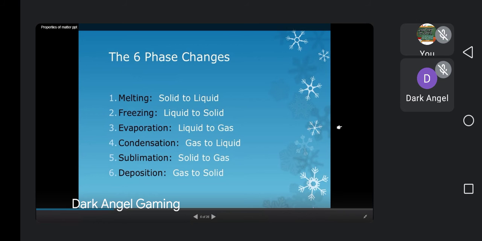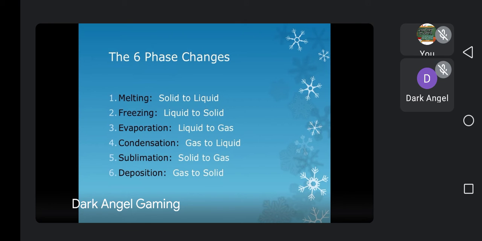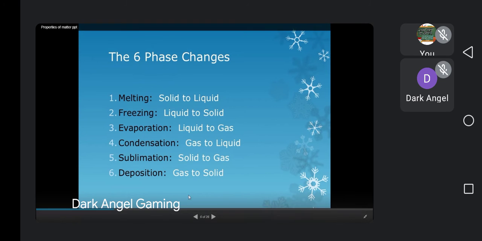Evaporation, liquid to gas. Condensation, gas to liquid. Sublimation, solid to gas. And deposition is gas to solid.